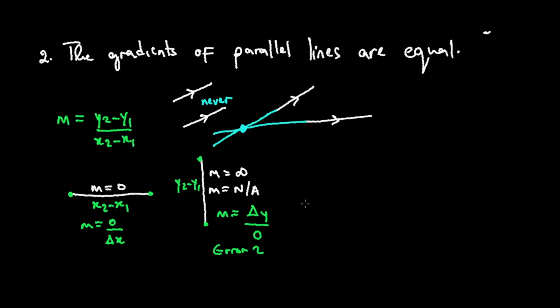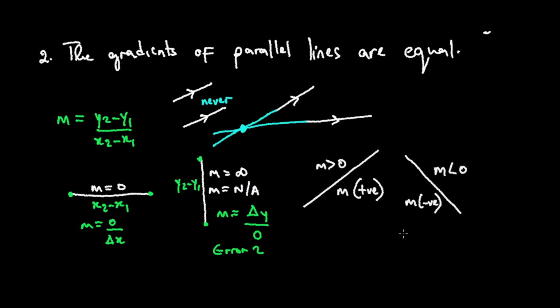You should know that when a line goes uphill like this, our gradient is greater than 0, meaning our gradient is positive. When a line goes downhill like this, our gradient is less than 0, meaning our gradient is negative. And then you should know y is equal to mx plus c.